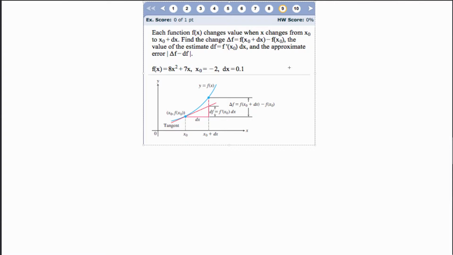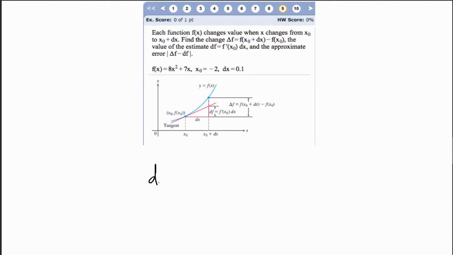So we have a function f that changes values when x changes from x naught to x naught plus delta x, dx. I'm sorry. Find the change delta f. The value of the estimate of the change, which is given by df, and the approximate error. In other words, how bad is the guess? Or the approximation. Okay, so here we go.